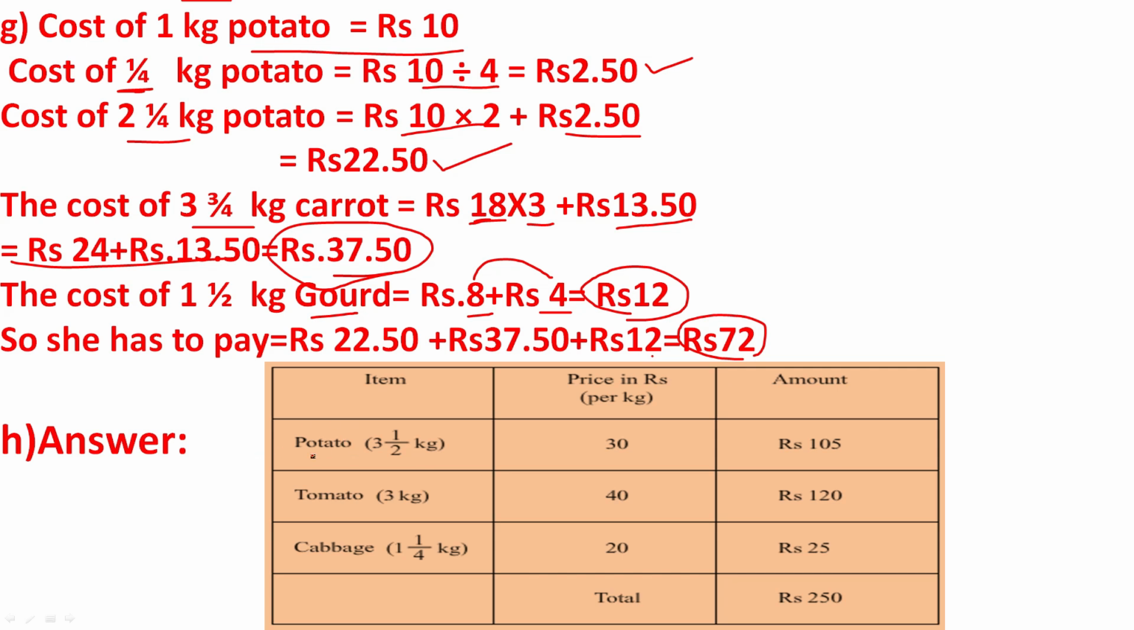Now the table, potato 1 by 2 kg per kg or 1 kg 30 rupees, so the amount she has to pay is 105. If she purchases 3 kg tomatoes, 3 into 40, 3 into 40 is equal to 120 rupees. 20 rupees per kg. 1 by 4 kg of cabbage will make 25 rupees. The total amount she has to pay is 250.